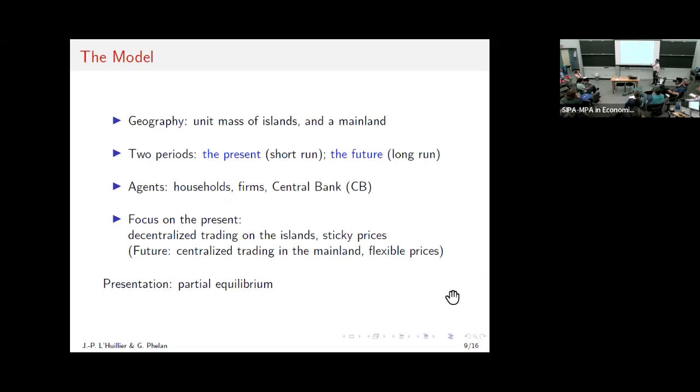3 agents: households, firms, and the central bank. And the focus in the presentation is going to be on the present, where there's going to be decentralized trading in order to preserve the information friction among consumers. And in the future, there's a frictionless economy, a mainland where prices are flexible. Okay, so that's not very interesting, and it's easy to do this in general equilibrium. We have that in the appendix, but for the presentation, I'm going to do this in partial equilibrium.